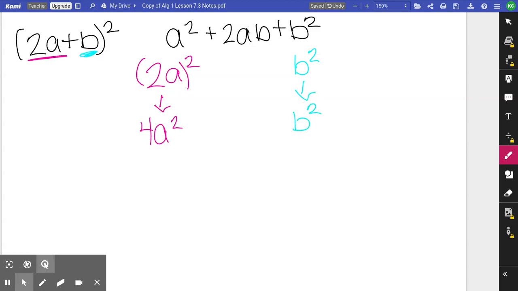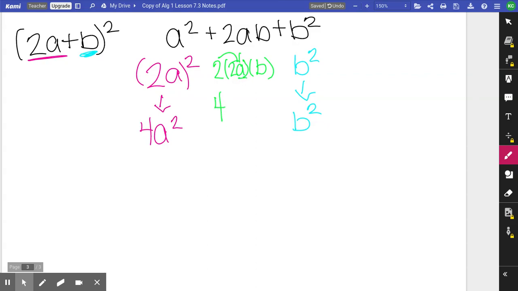And then we'll go to our middle. We're going to go 2 times a, which is 2a, times b, which is b. Okay? So I'm going to take 2 times 2, which is 4.